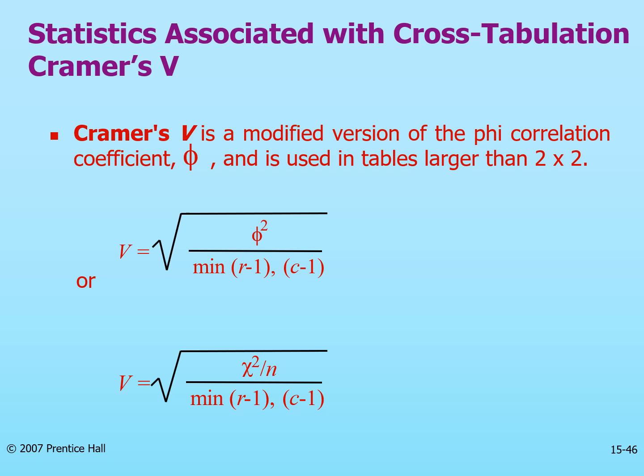Here V is equal to the square root of phi squared, and you know that phi squared is equal to chi square divided by n. This is the same formula, and the minimum of r minus 1 and c minus 1 means whatever the minimum value is coming after deducting 1 should be used for Cramér's V.